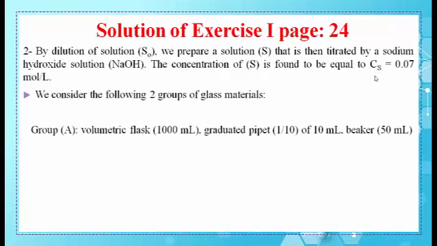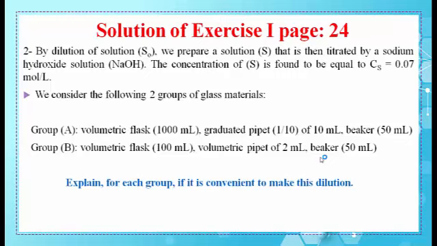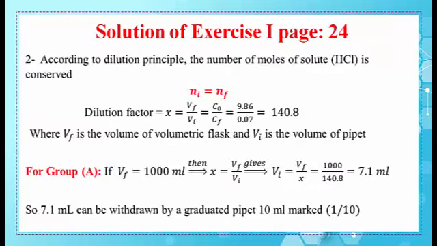We consider the following two groups of glass materials. First, group A, which contains a volumetric flask of volume 1000 milliliters, a graduated pipette of 10 milliliters graduated to 1/10, and a beaker of volume 50 milliliters. Group B contains a volumetric flask of 100 milliliters, a volumetric pipette of 2 milliliters, and a beaker of 50 milliliters. Explain for each group if it is convenient to make this dilution.